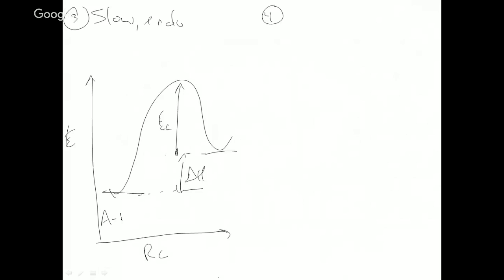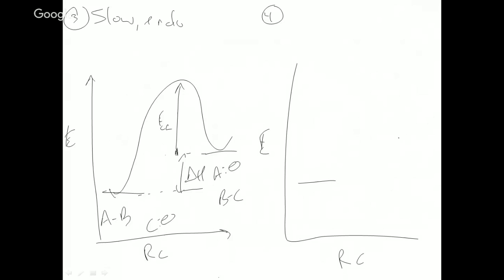So you have starting materials, and then you have products. Same idea. This is slow, large EA, and it's endothermic. Same idea. It's a lower barrier. Delta H, endothermic, small activation energy. Okay.